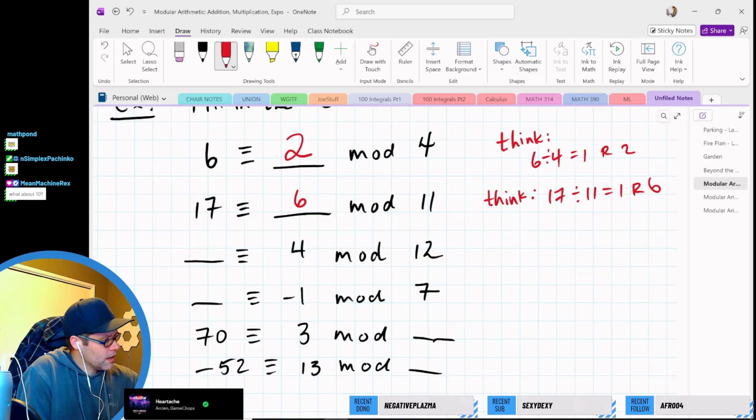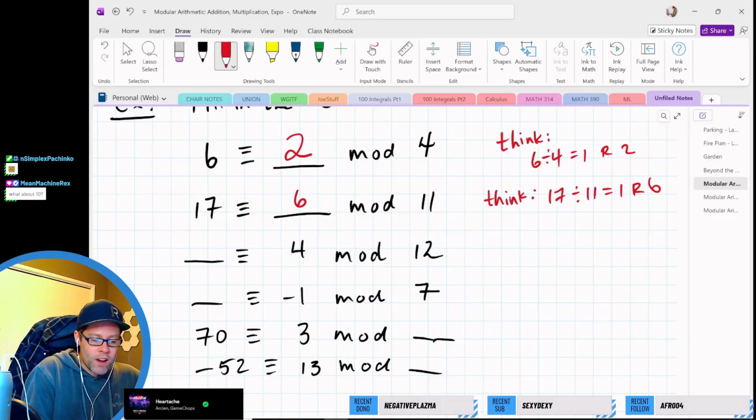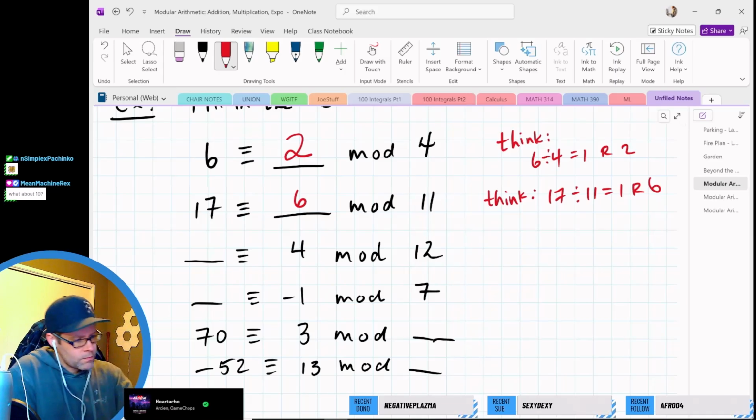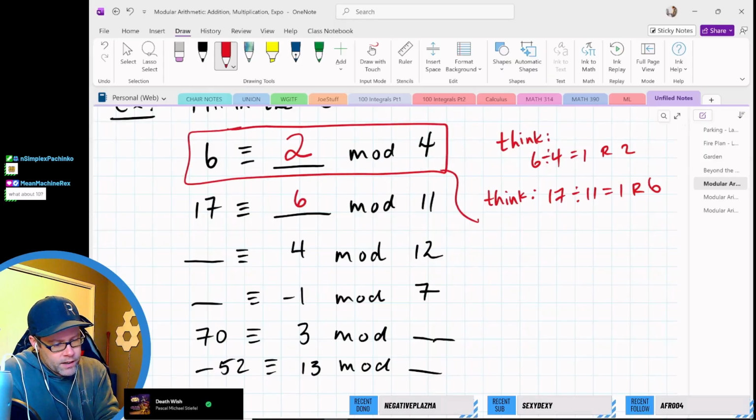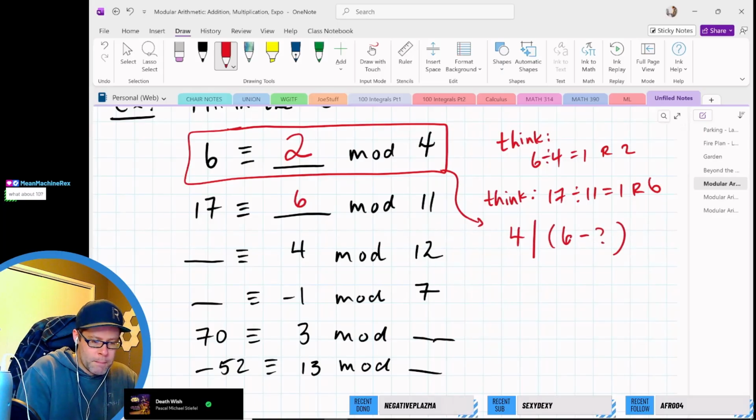So yeah, Rex, you make a good point. There might be some other possibilities here, right? These are certainly not the only possibilities we could get, but they are possibilities. Because if we look at, say, this first one, just as a little aside, all I really want to do is make sure that 4 divides 6 take away something. I just need to figure out what goes in that blank, right? Now, the easiest number we can pick here is 2.